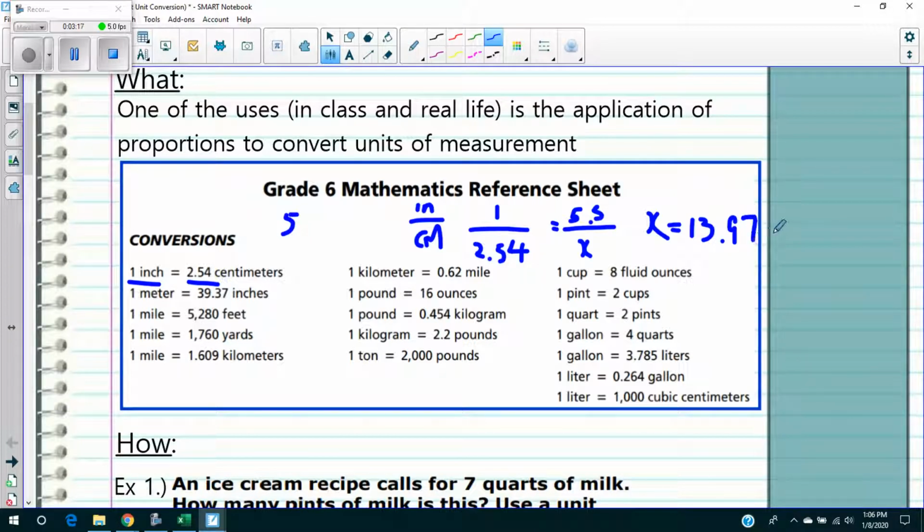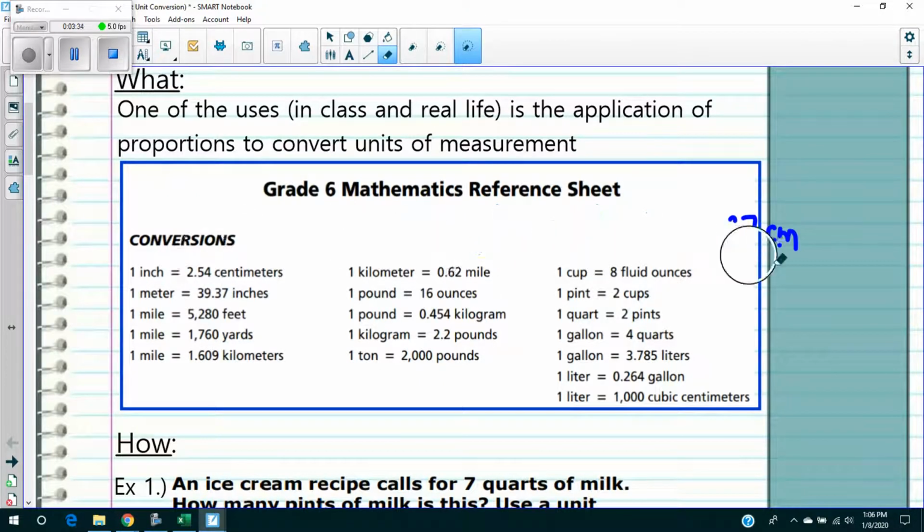So that's how you would do it. The initial challenge isn't the fact that you're doing a proportion. It's the fact that you're using all these units, and I suppose some of you might be very intimidated when you're doing that. So that's what this lesson's about, to really help you there.